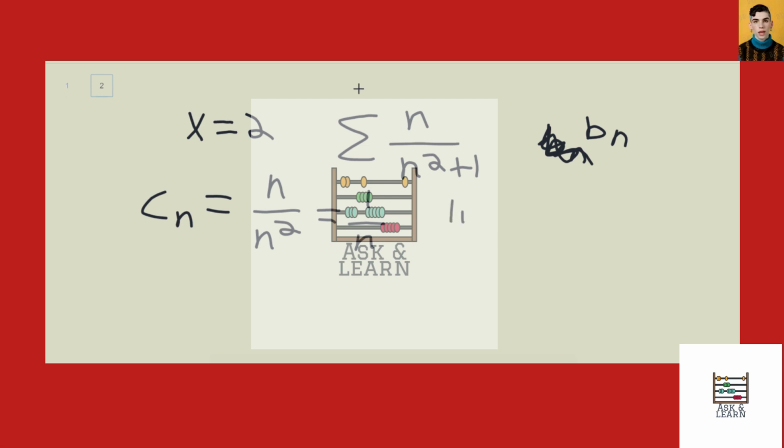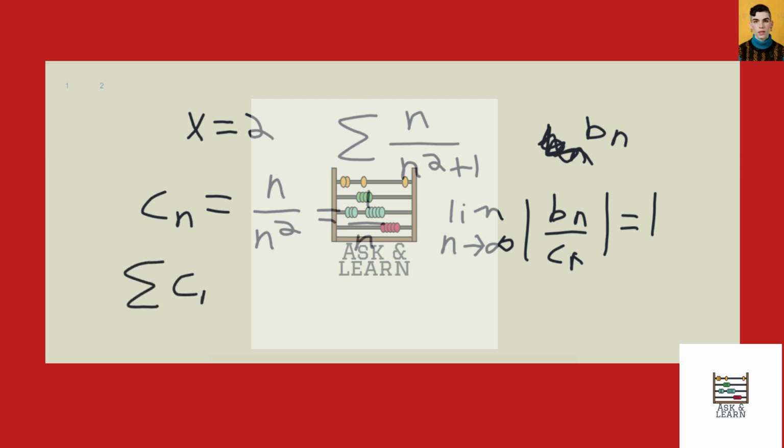Okay, so by construction, we set it up so that the limit as n goes to infinity of the absolute value of b_n over c_n is 1. For the limit comparison test, as long as you get something that's finite and non-zero here, then whatever happens when we sum up these c_n terms, we'll get the same behavior as when we sum up these b_n terms. Summing up these c_n terms, we get divergence because that's a harmonic series. Therefore, we get divergence when we sum up these b_n terms.